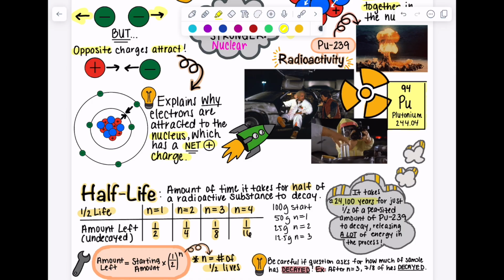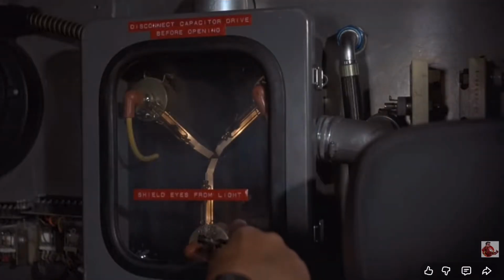That means it takes over 24,000 years for just half of it to decay. And doing so releases a lot of energy in the process. I mean, that stuff would stay dangerously radioactive for thousands and thousands of years. Plenty of time to power, say, a flux capacitor, if those actually existed.